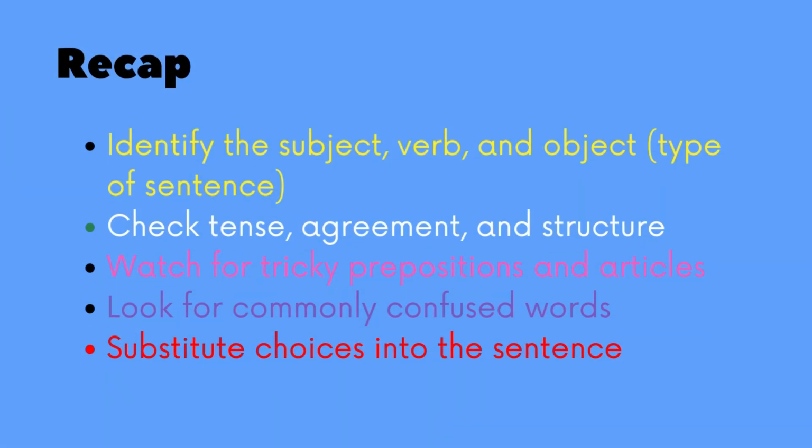So the formula, just to remind you, is 1, identify the subject, verb, and object. Secondly, check tense, agreement, and structure. 3, watch for tricky prepositions and articles. 4, look for commonly confused words. For example, in this example number 2, we had immediately and promptly, plus other words, which in many cases people confuse as they are speaking. Number 5, substitute choices into the sentence to prove or confirm that your answer is correct.